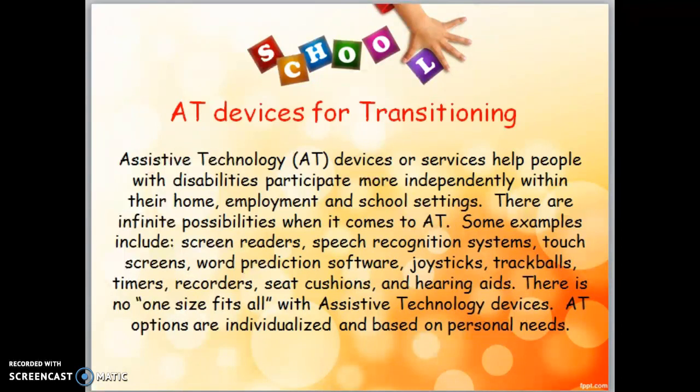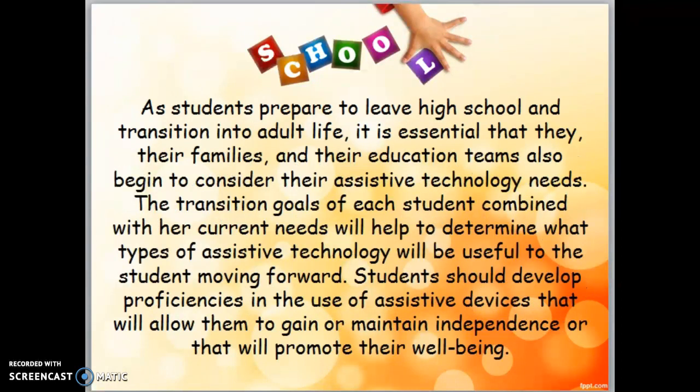Some examples include screen readers, speech recognition systems, touchscreens, word prediction software, joysticks, trackballs, timers, recorders, seat cushions, and hearing aids. There is no one-size-fits-all with assistive technology devices. AT options are individualized and based on personal needs. As students prepare to leave high school and transition into adult life, it is essential that their families and education teams also begin to consider their assistive technology needs. The transition goals of each student combined with their current needs will help to determine what types of assistive technology will be used by the student moving forward.